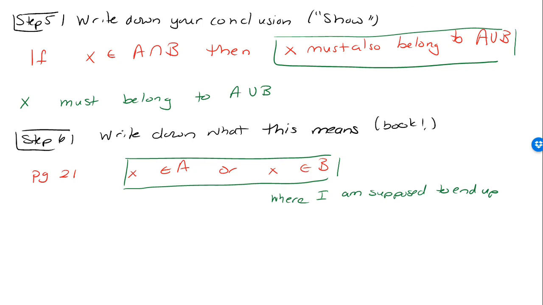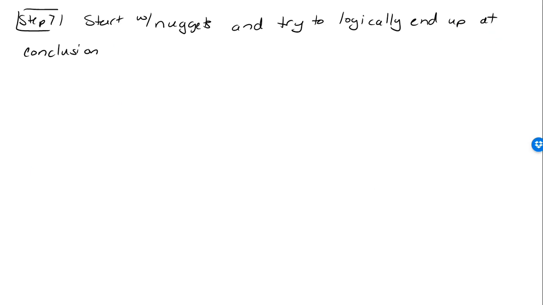This is the last line of my proof. Therefore, X is in A or X is in B. So that should be my last line. It tells you where you're going.